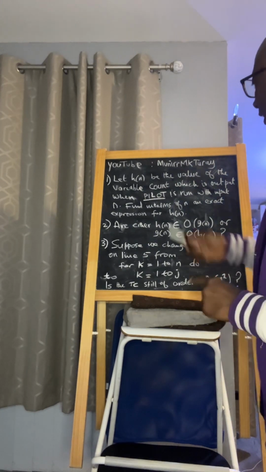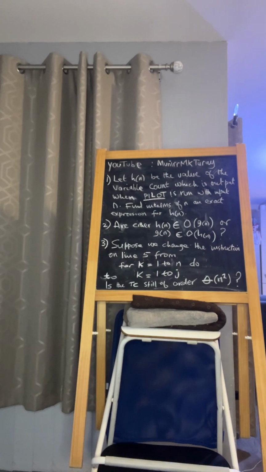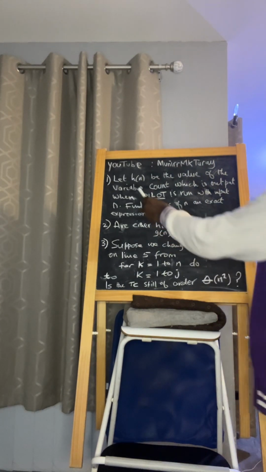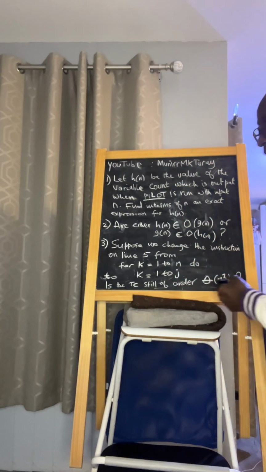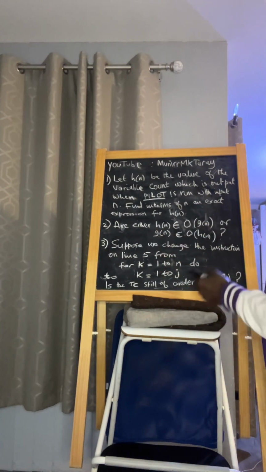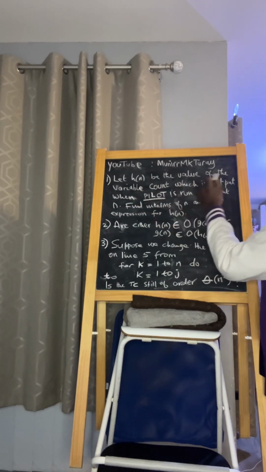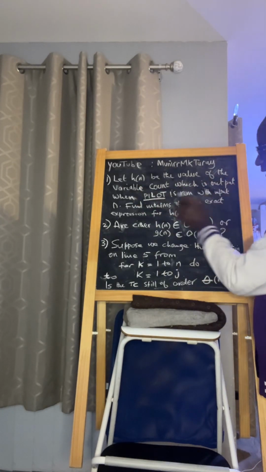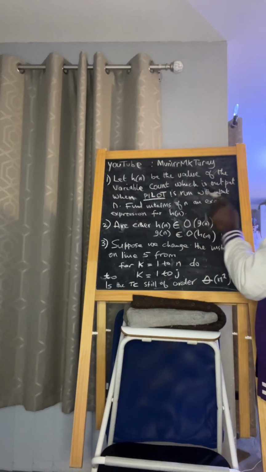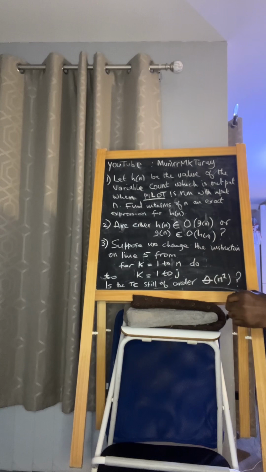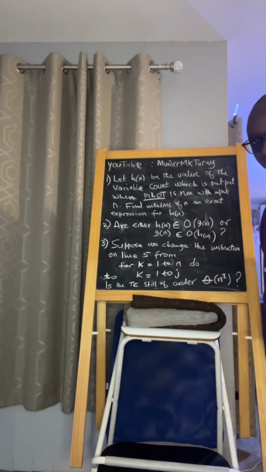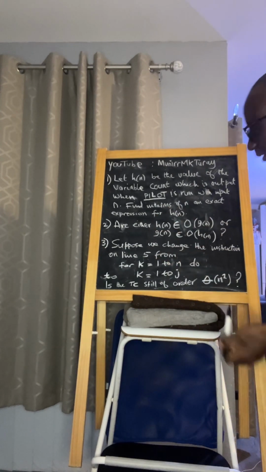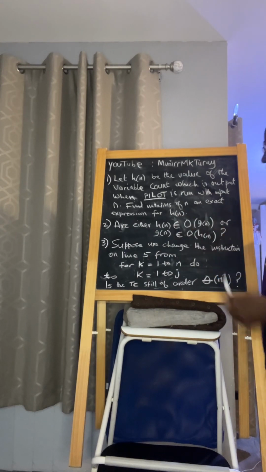So now, let's see what these questions say. The first question here says, let h of n be the value of the variable count. That algorithm we saw before, it has two counts, count 1 and count 2. So let that variable h of n be the value of the variable count, which is output when the program pilot is run with input n. They say find in terms of n an exact expression for h of n. That is the function for the time complexity. Simply they ask you to find. So that is number one.